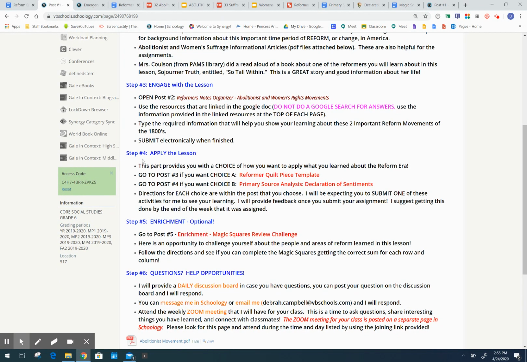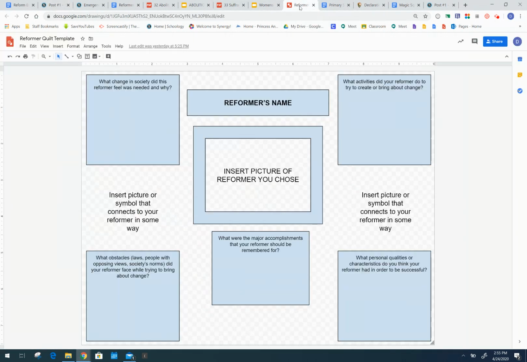And then in step 4, this is where you have a choice of how you're going to apply what you've learned. So we go beyond now the notes organizer and you demonstrate what you've learned in a way that makes you think a little bit more. In choice A, it's called a reformer quilt piece. So if I take a look up here, I'll show you what that is.